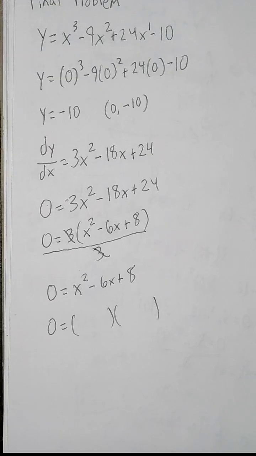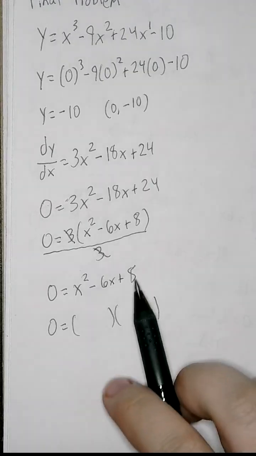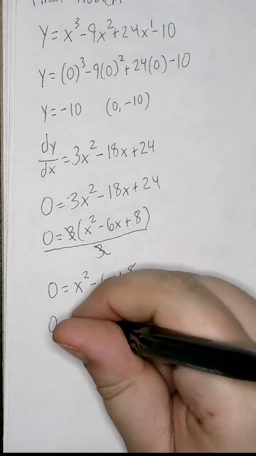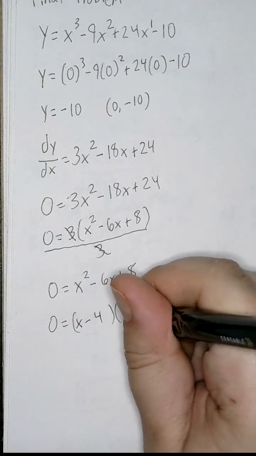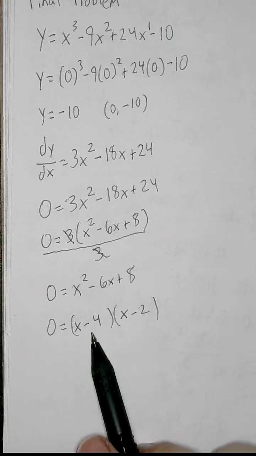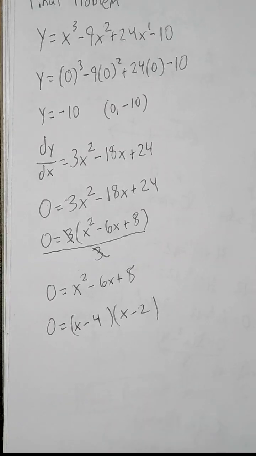Alexander says 4 and 2. Kevin says 4, 2. Splash says 2, 4. Right. Watch your signs, everyone, because this is positive, but that is negative. That's right. So it's going to be x minus 4 and x minus 2. Now, does it matter which one goes first? No, it doesn't. It absolutely does not matter.